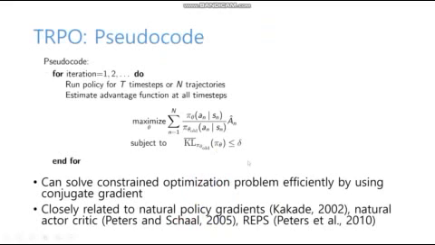This is the pseudocode for TRPO. For n iterations, we run the policy for T time steps or N trajectories and sample data and estimate the advantage function at all time steps. Then we can calculate this A hat, and we construct the surrogate loss and maximize this term under theta, subject to the constraint. We can solve this constrained optimization problem efficiently by using conjugate gradient. I'm going to explain it in more detail later. And it's closely related to natural policy gradients, or natural actor critic, and REPS algorithms.